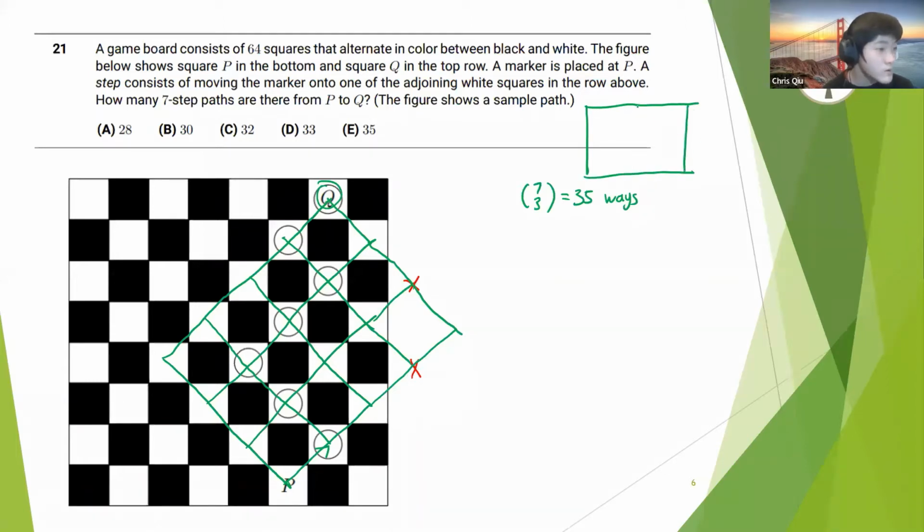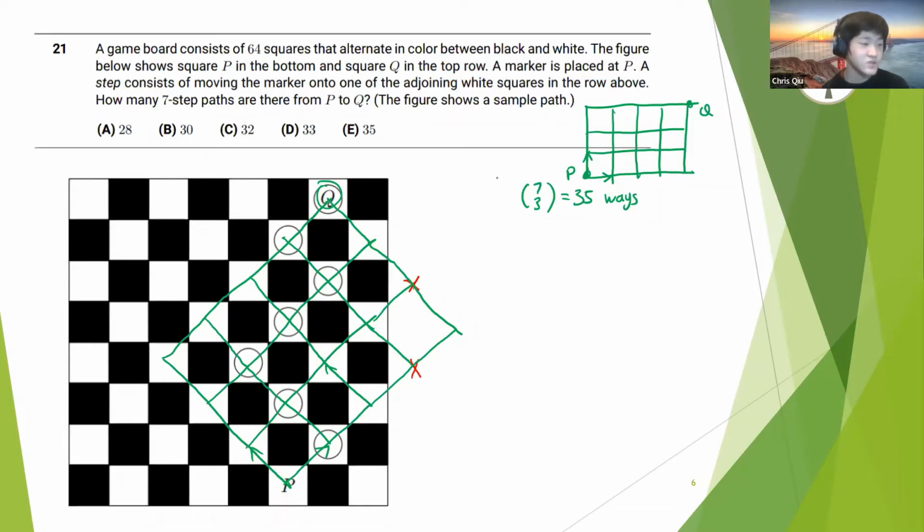As for our rectangular grid, we have something like this. So if we tilt this whole thing, let's say clockwise by 45 degrees, you're going to get a 3x4 grid that looks kind of like this. And one thing you can notice is that a step consists of moving a marker to here or here, or let's say if you're going from here, you can go to here. So basically we're moving rightwards and upwards throughout this grid. So we're going from P to Q.